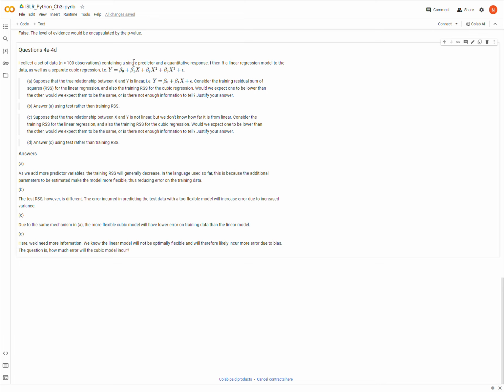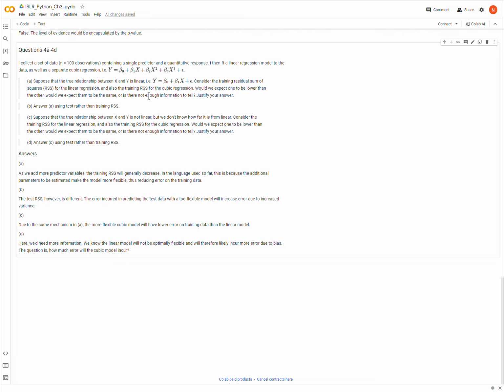And we're asked a few questions about these two different models. The first question is, suppose that the relationship between x and the outcome y is actually linear, right? That data actually would be well modeled by something like the linear model. And now consider the residual sum of squares, or the error measurement, when we fit this model for the training data. Which of the two regressions would we think has a lower error, or a lower RSS? The linear model or the cubic model?